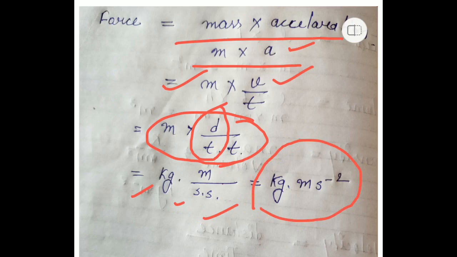So these are the examples of derived units. We can derive more units or more properties with the help of basic units.